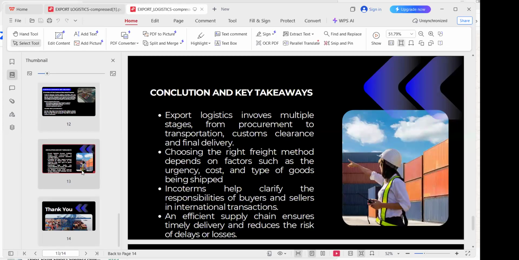Conclusions and key takeaways: export logistics involves multiple stages from procurement to transportation, customs clearance, and final delivery. Choosing the right freight method depends on factors such as urgency, cost, and goods being shipped. Incoterms help clarify the responsibilities of buyers and sellers in international transactions, and an effective and efficient supply chain ensures timely delivery and reduces the risk of delays or losses.